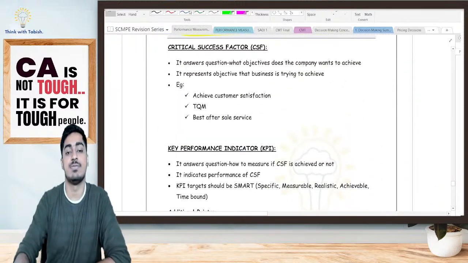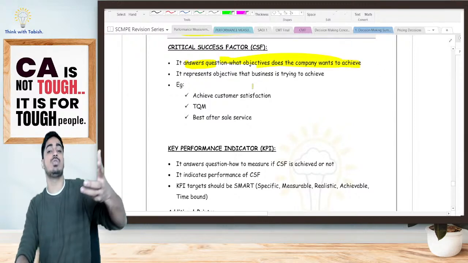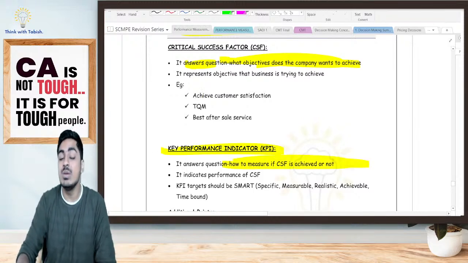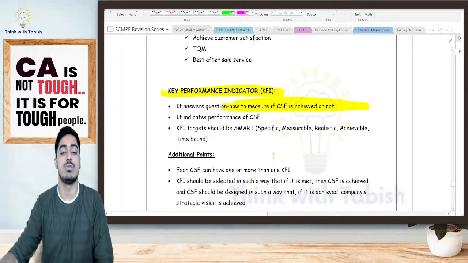Yes, critical success factor. It answers the question, what objective should the company achieve? Customer satisfaction. Okay. Yes, KPI answers the question, how do I measure if my CSF is achieved or not?